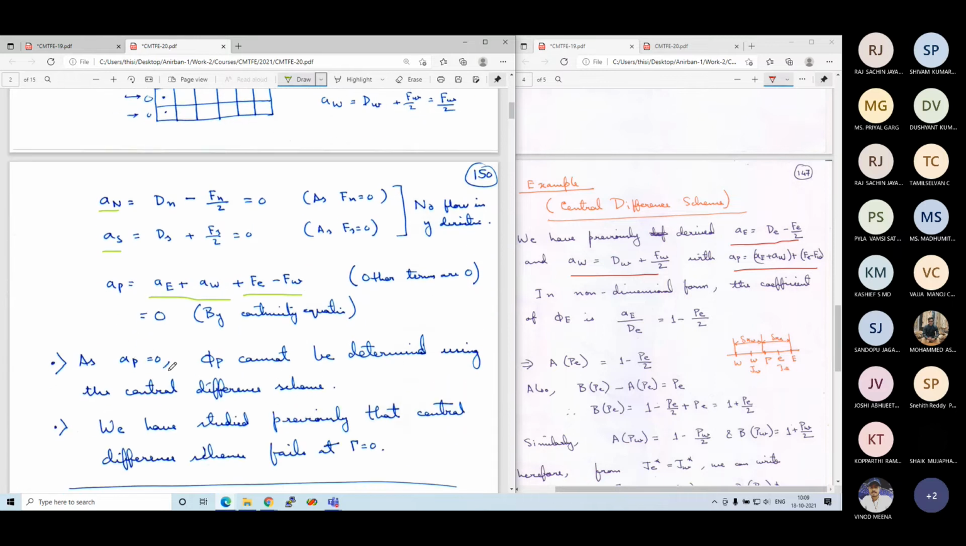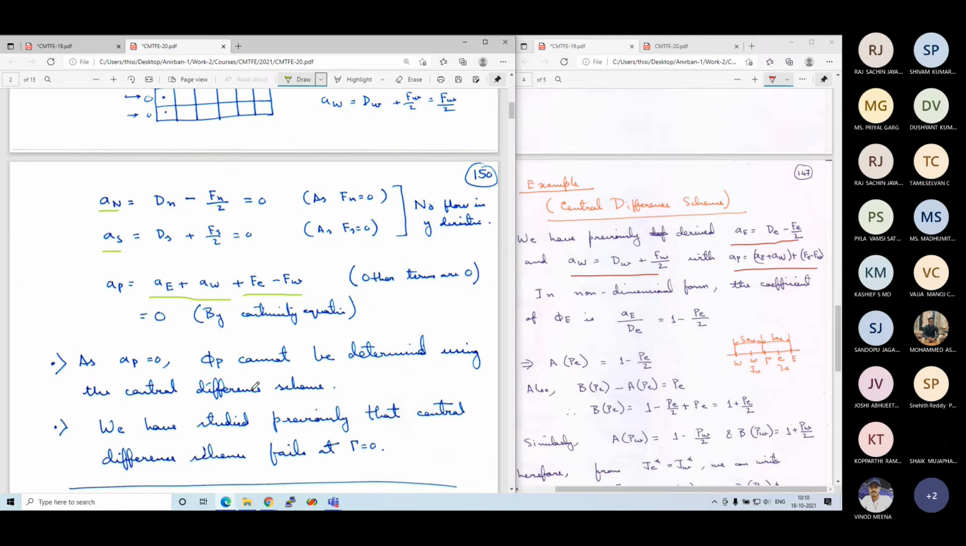So as Ap is equal to 0, we cannot solve an equation of the form Ap phi p is equal to Ae phi e plus Aw phi w, because phi p will become equal to summation of Anb phi nb by Ap. Okay, and there is a division by 0, so it cannot be used. So that is what we have found also, that central difference scheme cannot be used in this case. If you remember our discussion long back, we have discussed that central difference scheme cannot be used in the 0 diffusivity case or the limit of 0 diffusivity case.